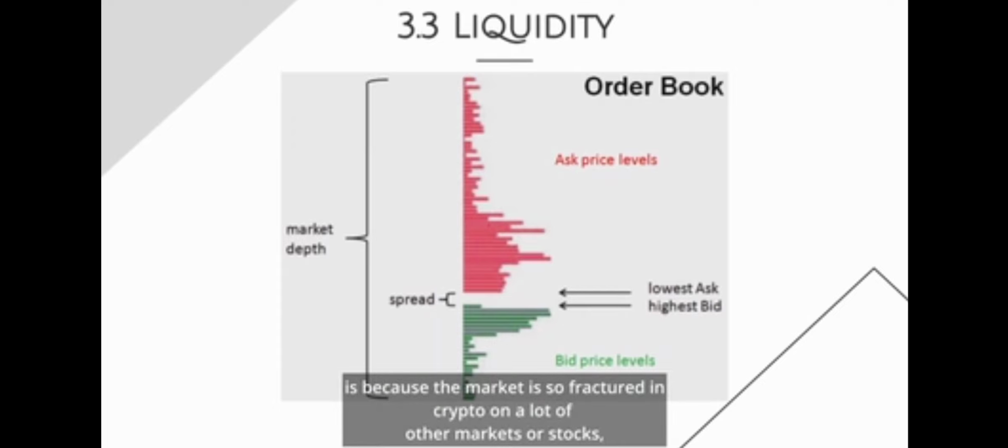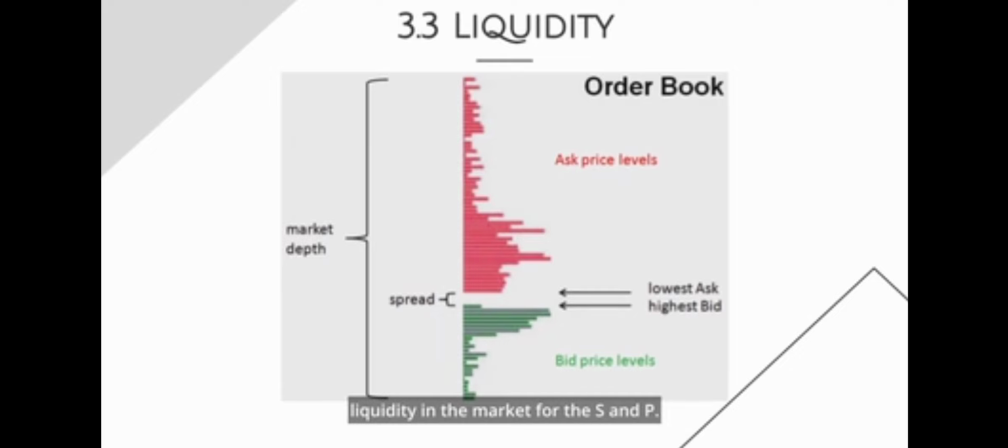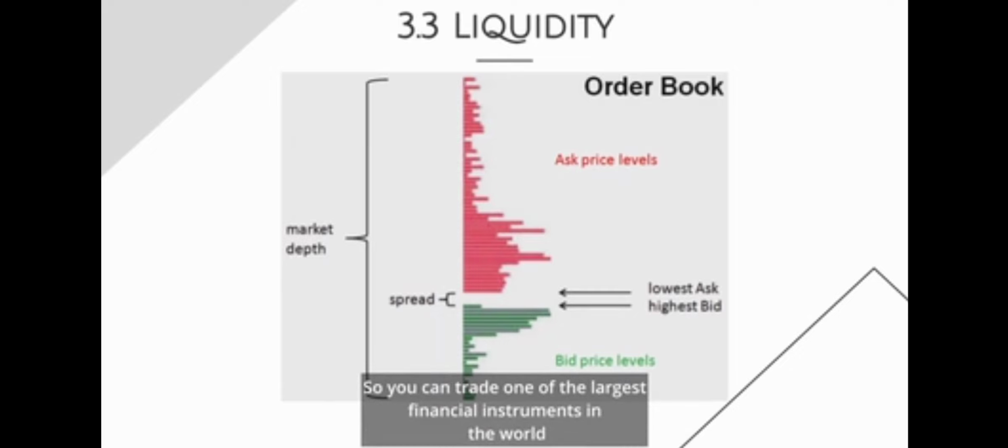On a lot of other markets, or stocks especially, or even indices, say you wanted to trade the S&P 500, really the most liquid and highest participation market for that is to trade the S&P E-mini, so on the CME, the E-mini futures. And really, there's not anything else that has significant liquidity in the market for the S&P. So you can trade one of the largest financial instruments in the world with full view of volume, liquidity, and the various data points. You only have to look in one area.